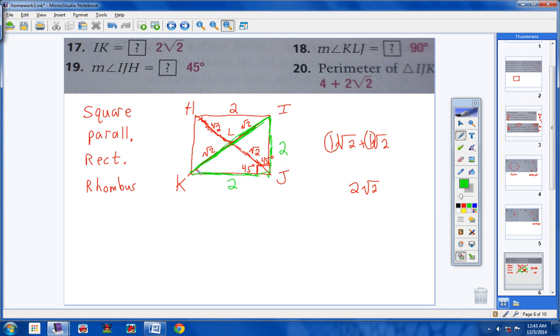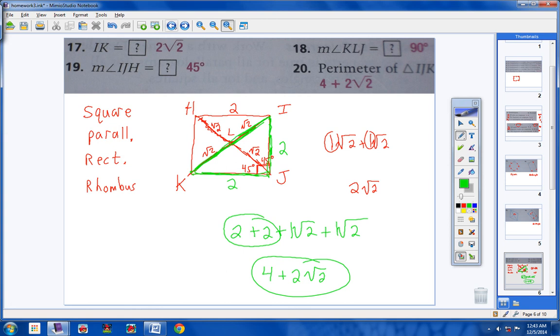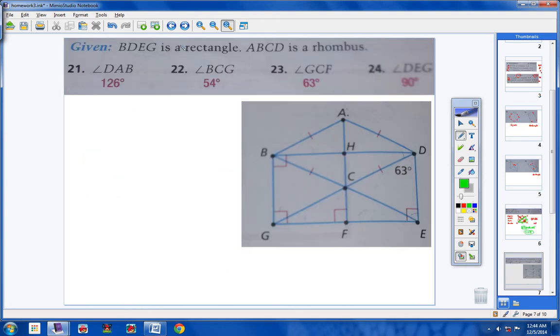Now I've got this length here, and this length here. So the perimeter means to add up all these sides, okay? So here's what I have. I have 2 plus 2, 2 plus 2 plus square root of 2 plus square root of 2. So now all that you have to do is add your like terms. Here's 2 constant terms. 2 plus 2 is 4. Here's 2 radical terms. Square root of 2 plus square root of 2. Remember, there's a 1 here and a 1 here. So you would get 2 square root of 2. There's your answer.